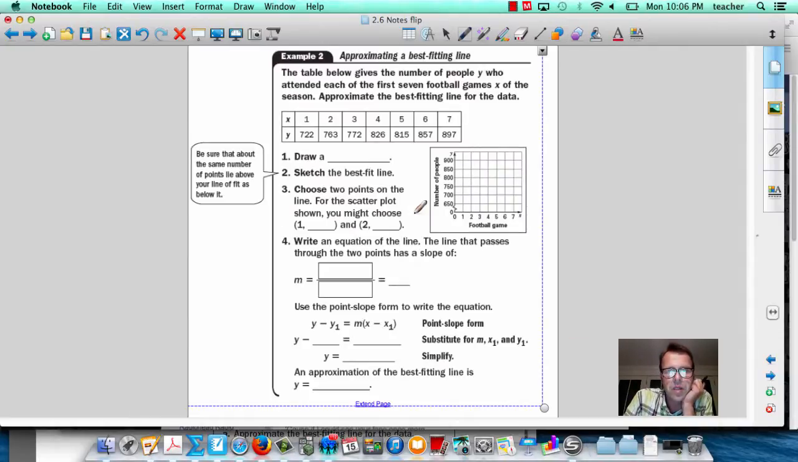Great. Let's try it. So again, here's a bunch of data, the table. Similar to what we did with the spaghetti lab with some more data. It shows the number of people, represented by the variable y, who attended each of the first 7 football games x of the season. And then we'd like to approximate a fitted line. Again, step 1 says draw a scatter plot.